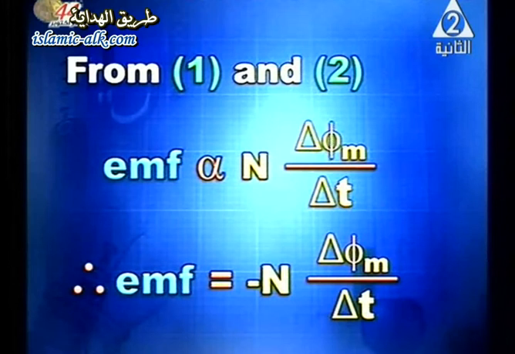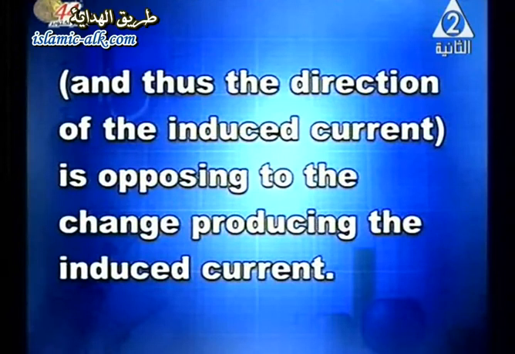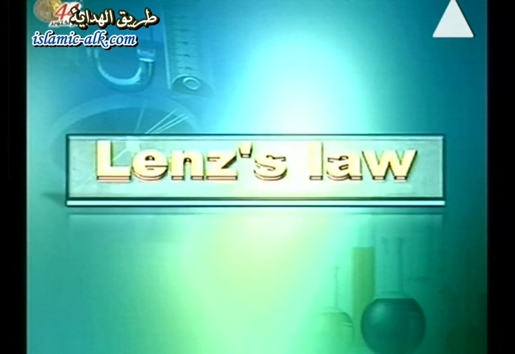You can observe something here, a negative sign. What does this negative sign indicate? The negative sign in the previous relation indicates the direction, this is very important, it indicates Lenz's rule. It indicates that the direction of the induced EMF, and thus the direction of the induced current, is opposing the change producing the induced current. This is Lenz's rule or Lenz's law.